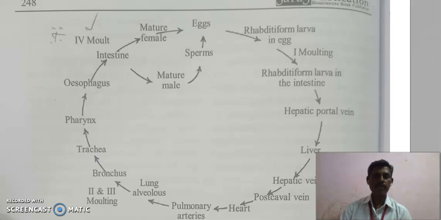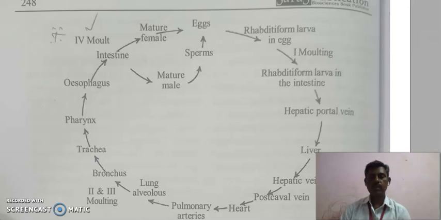When it comes from the egg, it does not stay in one place. It will go to several places. It will take an internal migration for 10 days. It goes to the hepatic portal vein, through the liver and hepatic veins. Then it goes to the postcaval vein and reaches the heart.